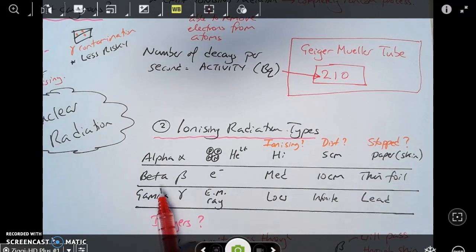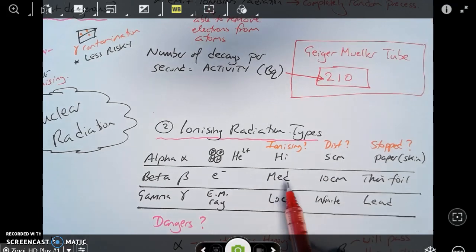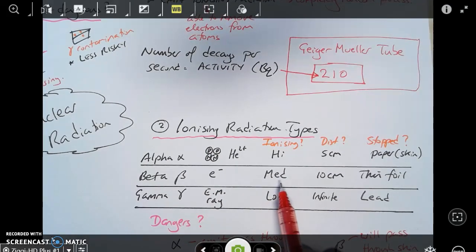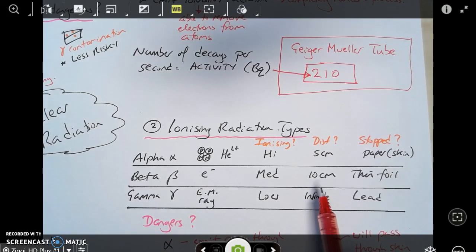Beta radiation is also a particle. It's just a high-speed electron that's emitted from the nucleus during decay. It's not the electrons that sit in the shells around an atom. It's also quite ionizing. It has medium ionizing power because it's charged. But it can travel a little bit further in air, perhaps 10 or so centimeters. It will pass through paper and skin, but it's stopped by thin metal foil.